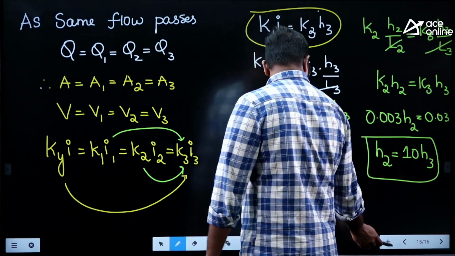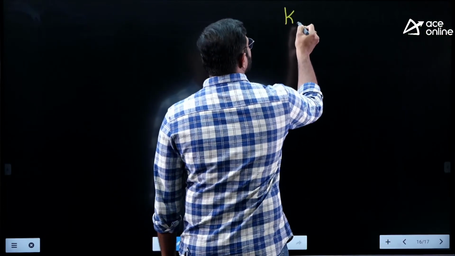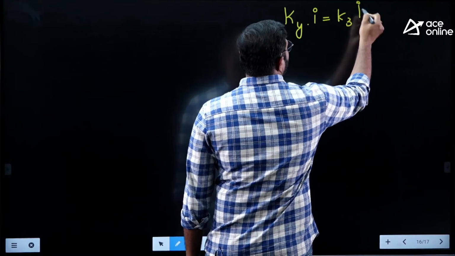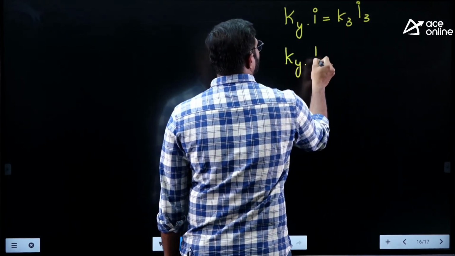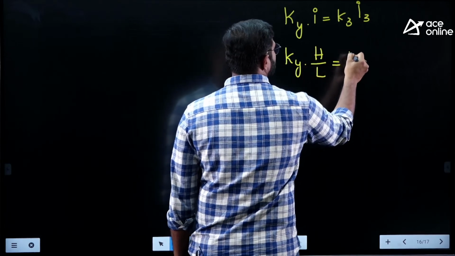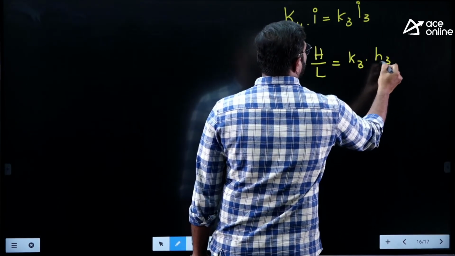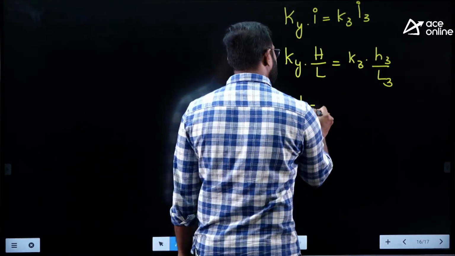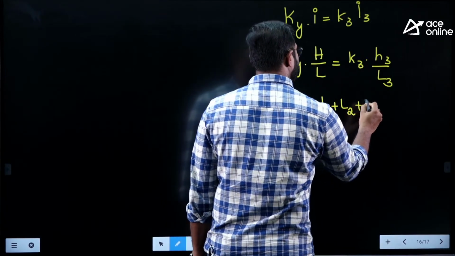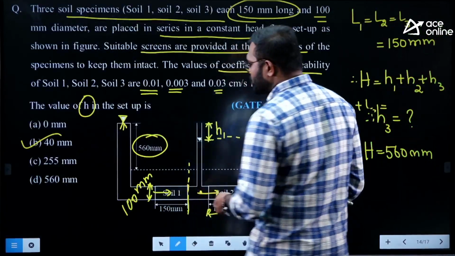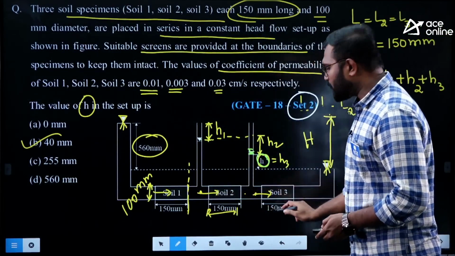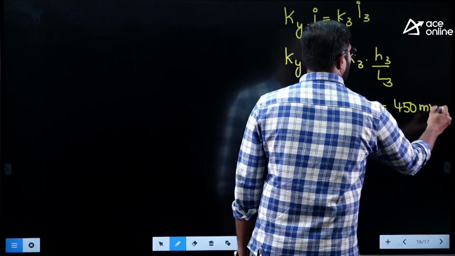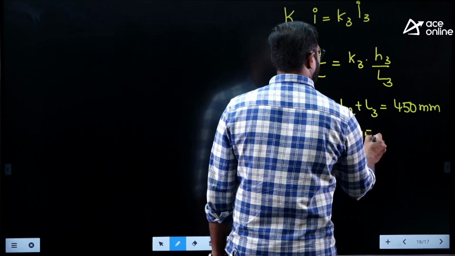So what I do now is ky into i is equal to K3 i3. So ky into the total head loss by total length is equal to K3 into H3 by L3. You know the total length? The total length is L1 plus L2 plus L3 because the flow has to travel all the length, 150 plus 150 plus 150, 450 mm. And what is L3? 150 mm.